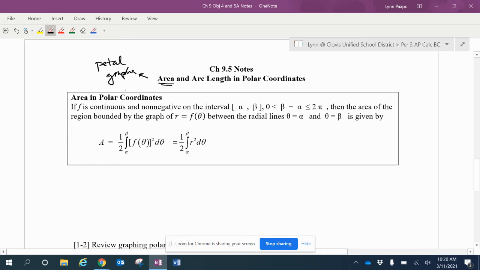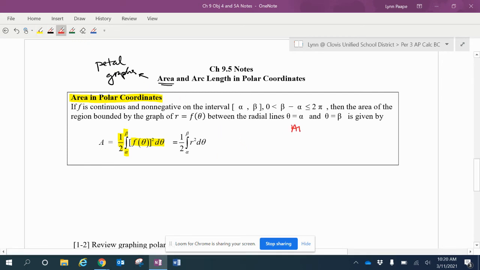And we'll do a tiny bit of a review, not a giant one, of how we graph petals. Our area formula for polar coordinates is definitely different than our area formula for just our functions. The area formula we're going to be working with is 1/2. There's always this 1/2 in front, and then we'll have radial lines of alpha and beta, and then we take our function squared. So it's definitely very different than our normal area, right?